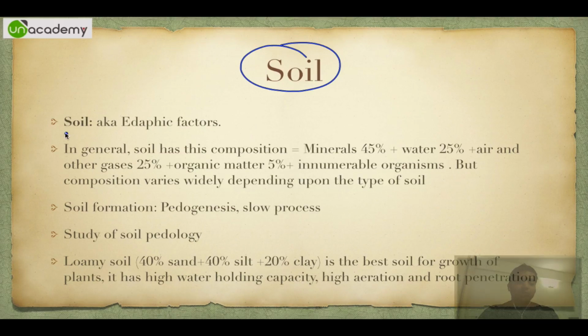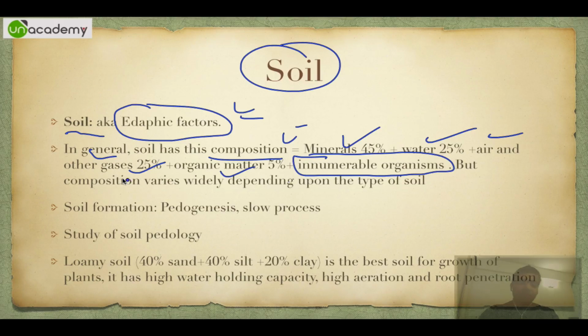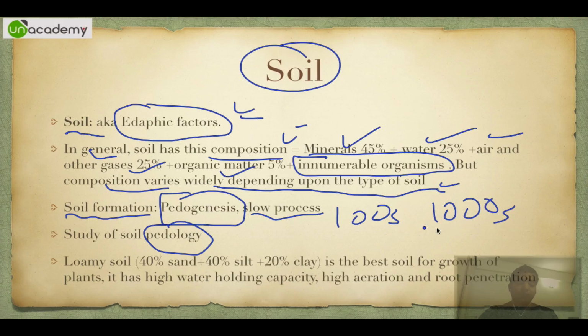Soil is also called edaphic factors. In general, soil has this composition. It includes minerals, water, air and other gases, organic matter, and innumerable organisms. But composition of soil varies drastically depending upon the type of soil and the area it is present. Then soil formation is called pedogenesis, and soil study is called pedology. It is a very slow process, taking hundreds to thousands of years to form an inch or two of soil.